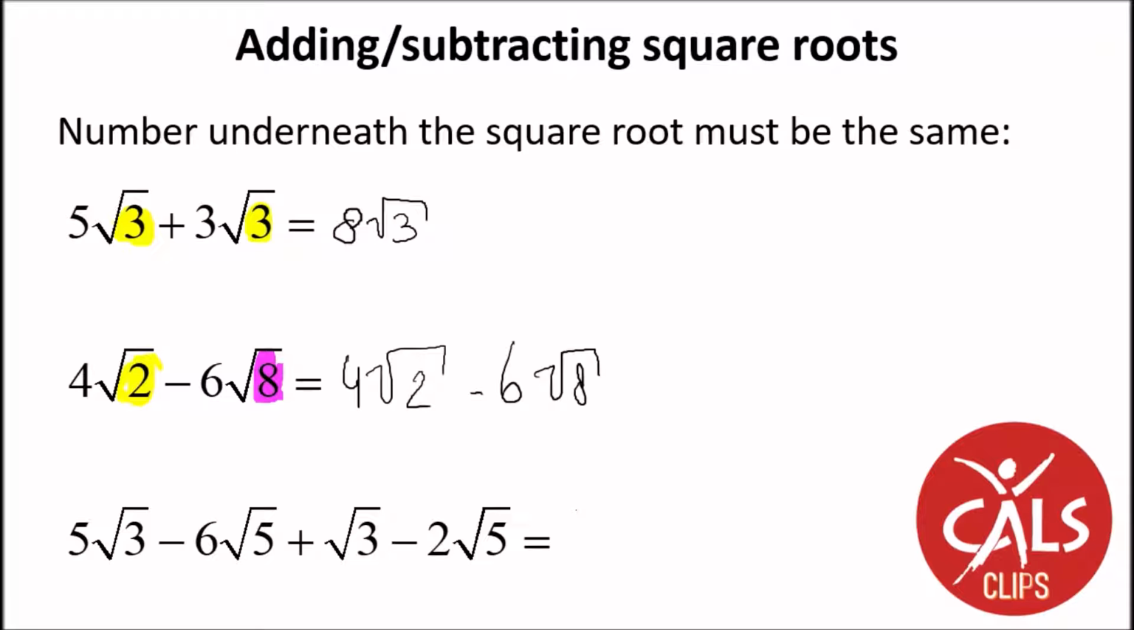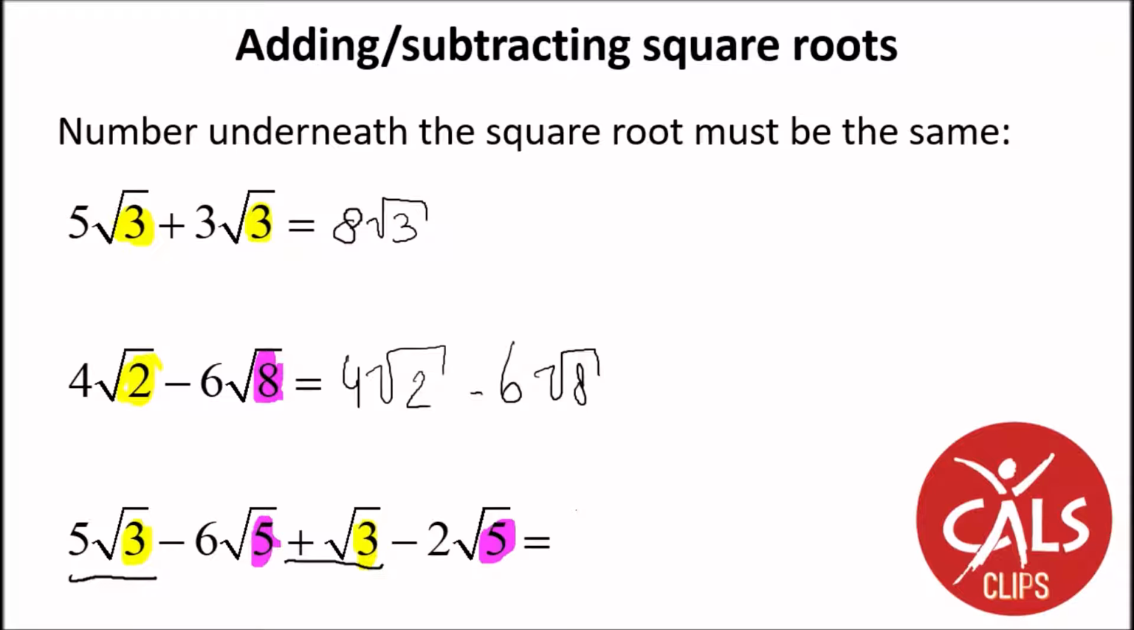And the last one, a longer calculation. So we have to find the square roots that are the same. The numbers underneath the square root have to be the same. So I see a 3 over here and a 3 over here. So I can do something with those numbers, and a 5 and a 5 over here. So I say I have 5 times the square root of 3 plus the square root of 3.